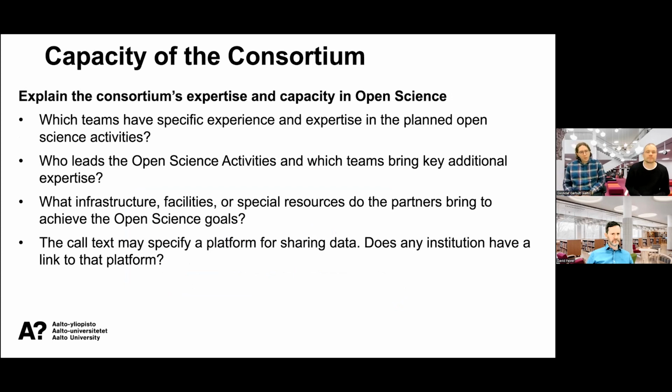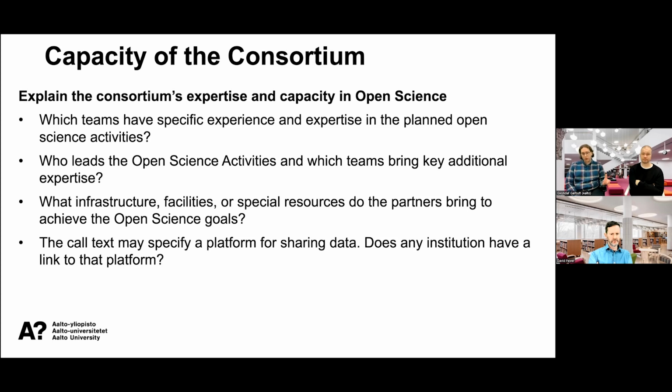Okay, so then we can talk about, in the section on implementation, the capacity of the consortium in open science. So this is, again, a jump. Previously, we were talking about open science in the excellence section. This is in implementation. And here you want to explain the consortium's expertise and capacity in open science. Again, if you are using citizen science, who has the expertise in that? Where is the track record of open science in this project? Who leads the open science activities? And which other teams might bring key expertise?